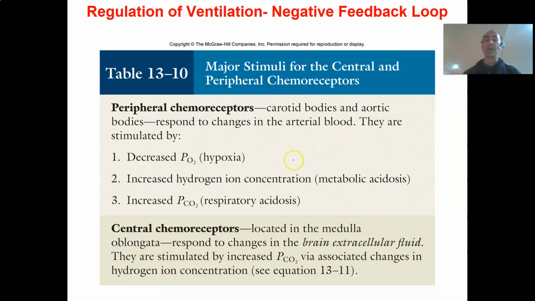The carotid bodies sense the change in CO2 60% faster than the central. But the central chemoreceptors drive 60% of the increase in breathing from the change in the CO2. So they're both important.